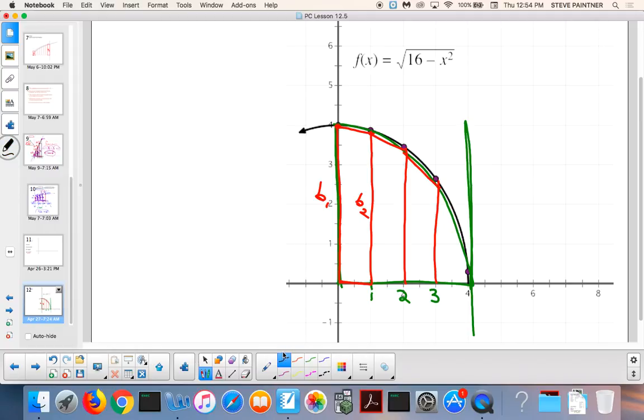Will you please give me some points now? Ready? This point. What's this point right here? 0, 4. Okay. And you would know that if you just put 0 in. What's this point going to be? 1 comma square root of 15. Put the 1 in, you'll get square root of 15. 2 goes in, what do you get? Square root of 12. 3 goes in, you get what? Try it again. 3 squared. Square root of 9. 16 minus 9 is 7. Okay, square root of 7.